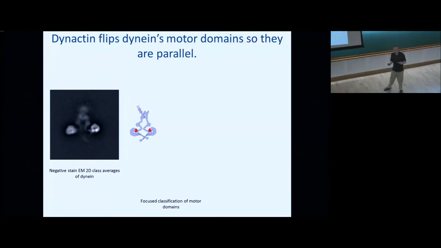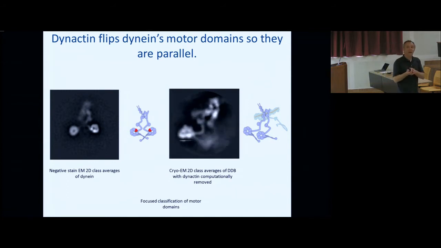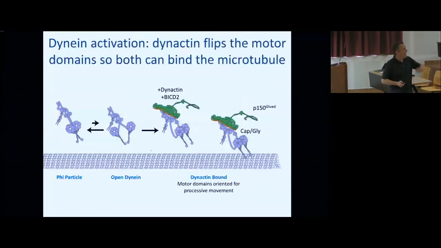So the question is, what happens when dynactin binds? And to do that, we actually looked at a cryo sample. And the reason we did that is in a cryo sample, you can actually subtract out certain parts of the structure. So we could subtract out the dynactin and just look at the dynein that was left. And when I play this movie, you'll see what's happened now is that the motor domains have all been flipped round. So they're now parallel to each other.